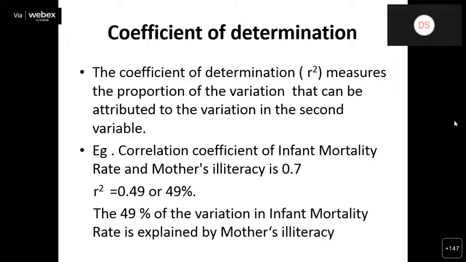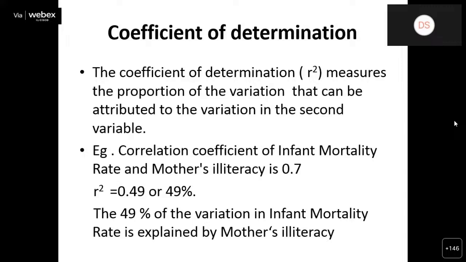What is the interpretation of this 49%? The 49% of the variation in infant mortality rate is explained by the mother's illiteracy. That means the remaining 51% are due to other variables of the infant. So 49% of the variation in that data is basically due to the mother's illiteracy.